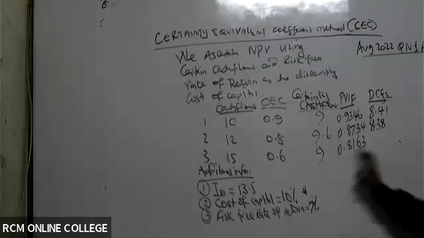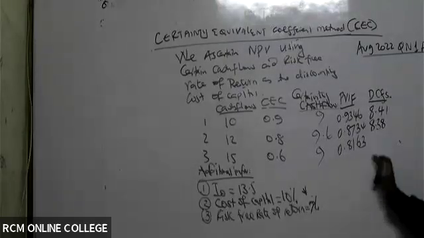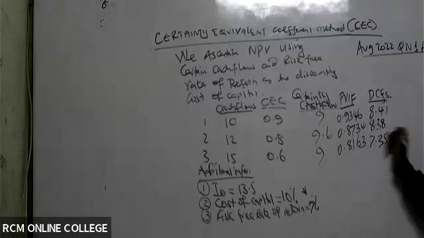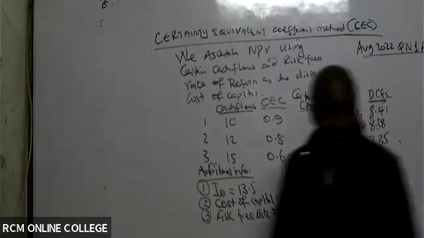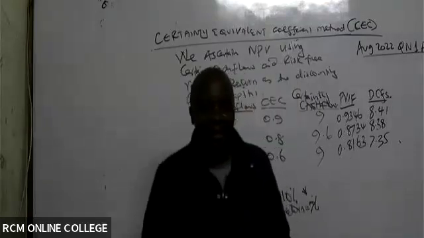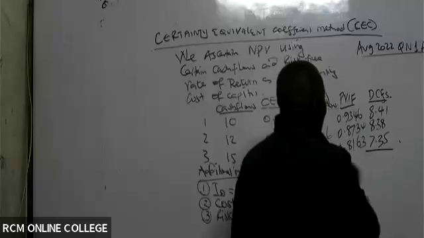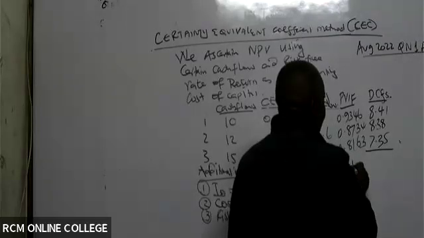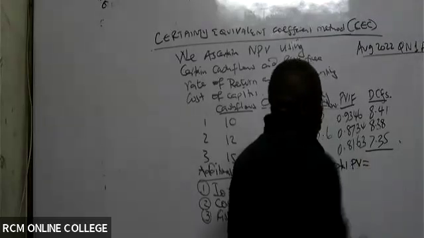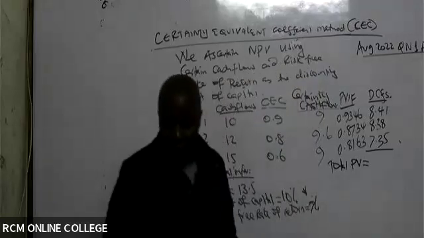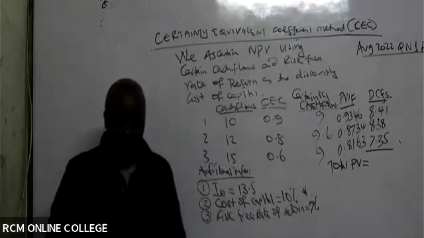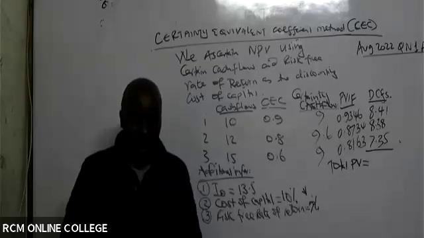And then lastly, what do we have here? 7.35. So once we reach there, what should we do next? We add. When you add in this case, you will give us the total present value. Please add for us and give us the total present value.